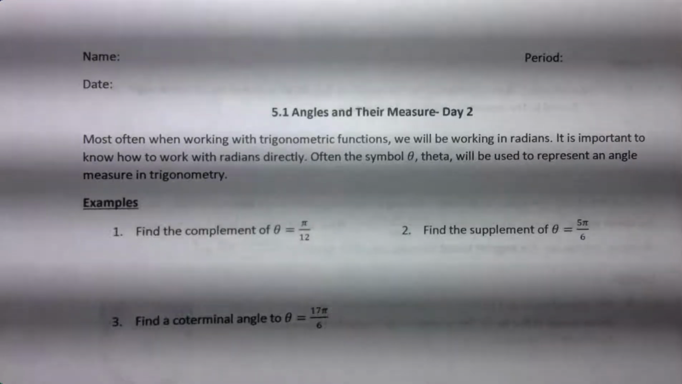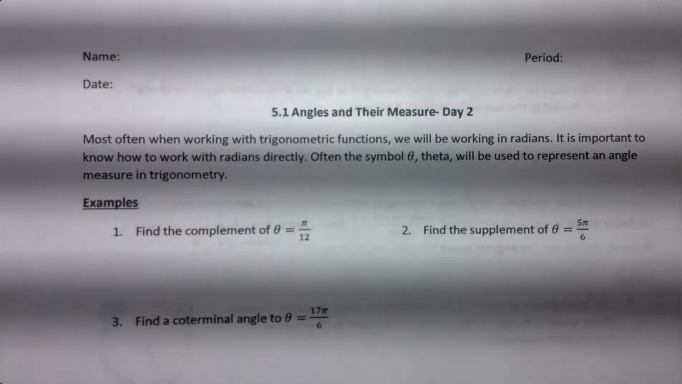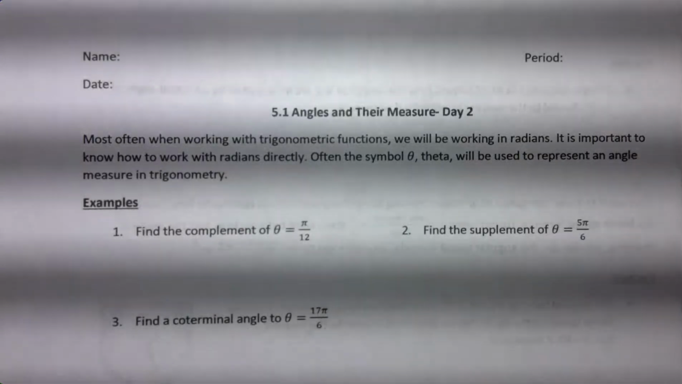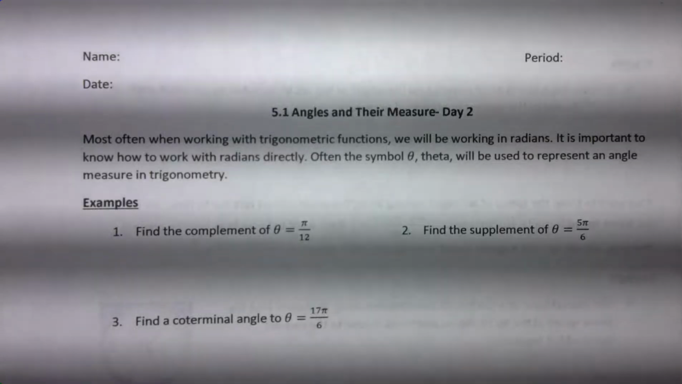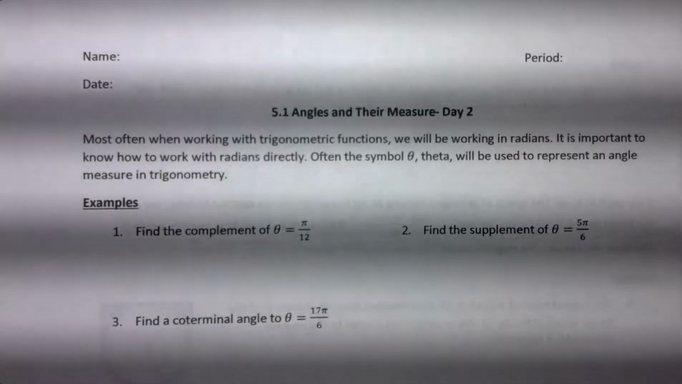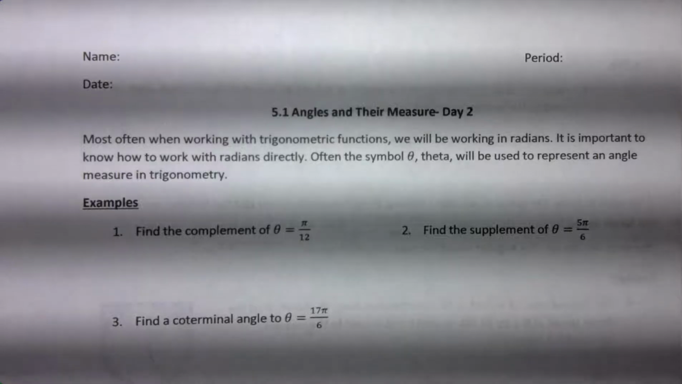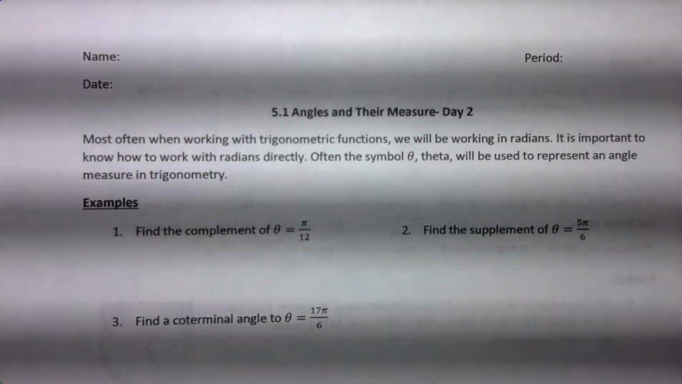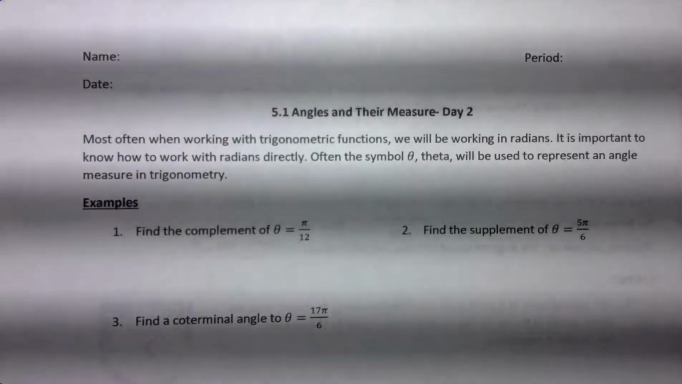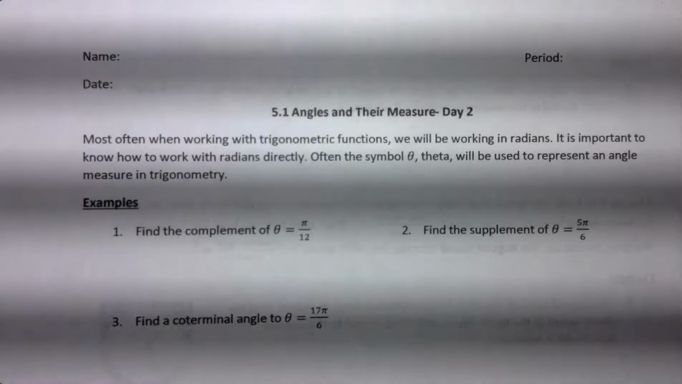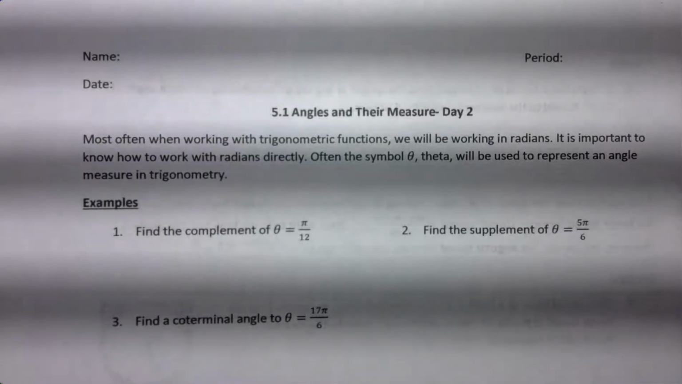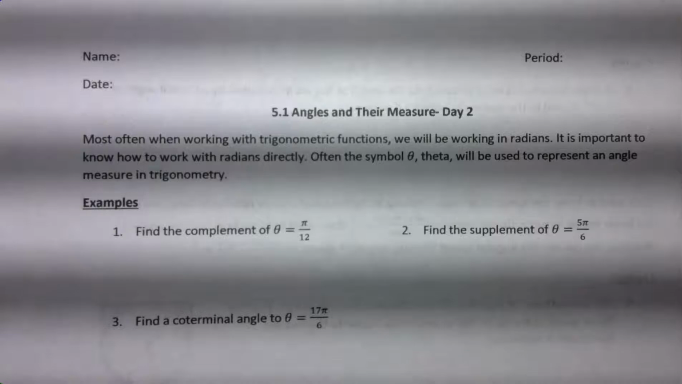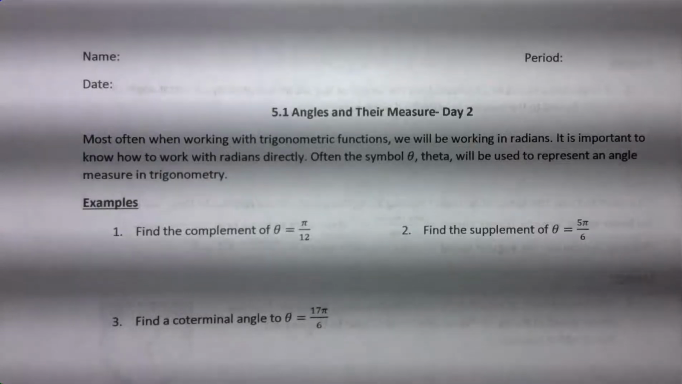All right, so in today's notes, I'll be finishing off the notes for 5.1, angles and their measure. So yesterday we talked about radians and going between degrees and radians. Moving forward in trig, most often trig functions will be using radians. So it's important that we know how to still do the same things we were able to do yesterday with degrees, but as well in radians.